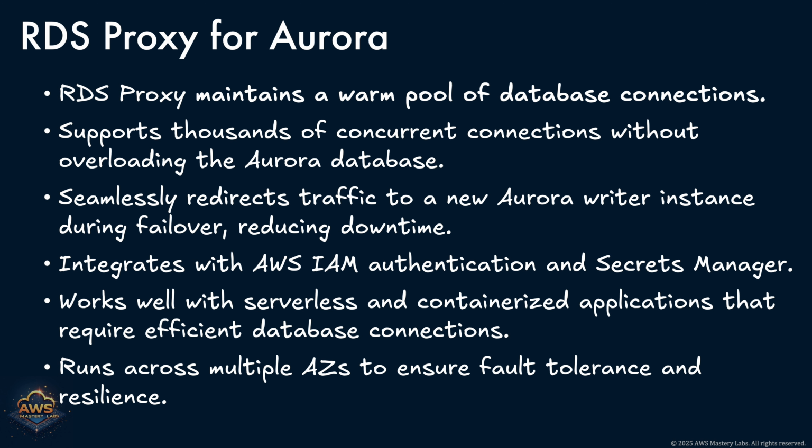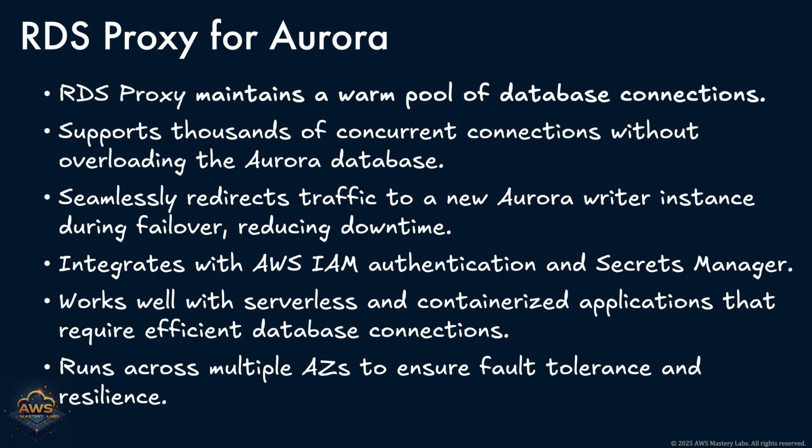It also plays a role in cost optimization. By managing connections efficiently and reducing idle load on your Aurora instances, RDS Proxy helps you get more out of your existing infrastructure, especially important for applications with spiky or unpredictable traffic patterns. Best of all, RDS Proxy is fully compatible with serverless and containerized environments like Lambda and Fargate, making it a natural choice for modern architectures that demand elasticity and resilience. And just like Aurora, RDS Proxy is built with high availability in mind. It runs across multiple availability zones, ensuring that connection management is not a single point of failure, even in highly distributed systems.